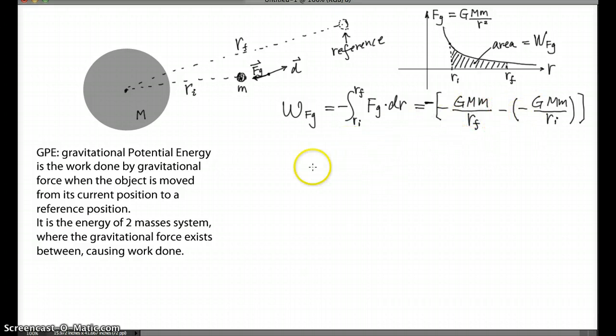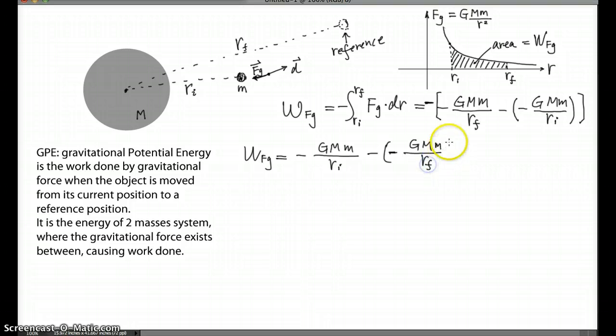And then we can switch around. So W of Fg should be negative G M m over r initial, minus negative G M m over r final. It's not nice, but this is the work done by Fg, the general formula.